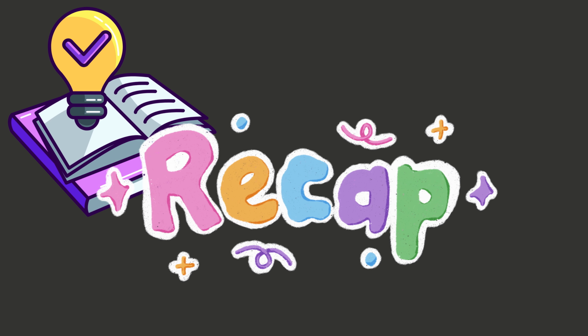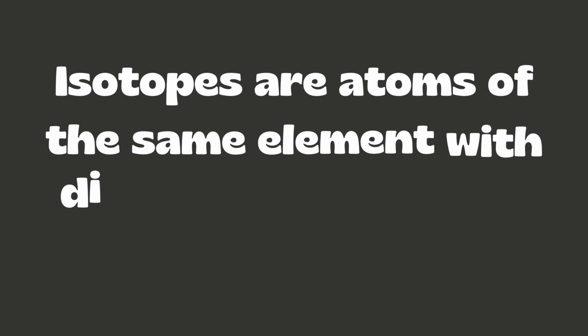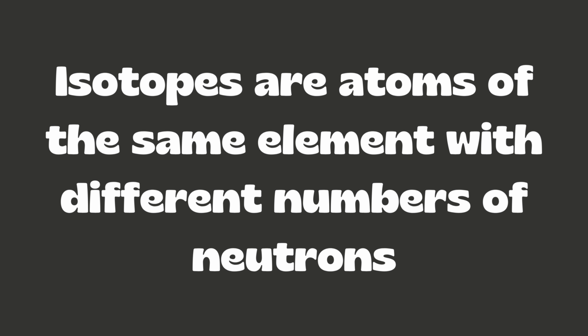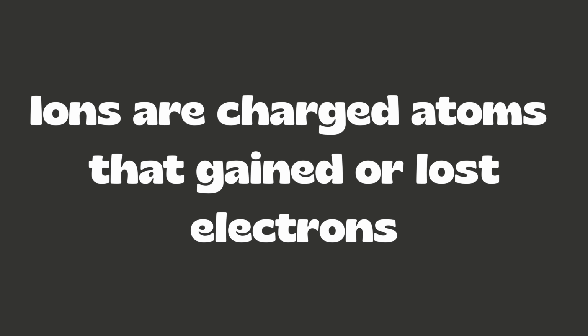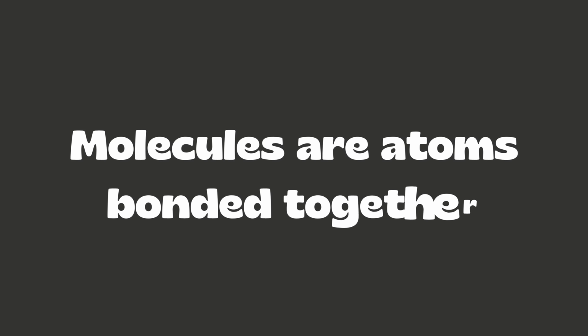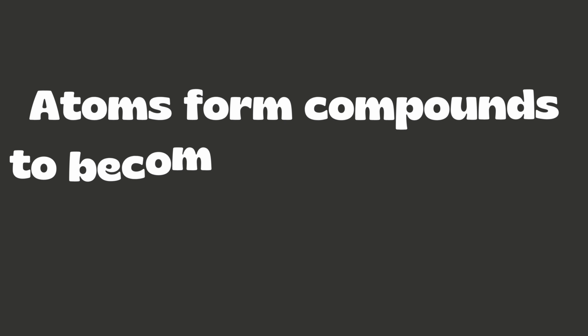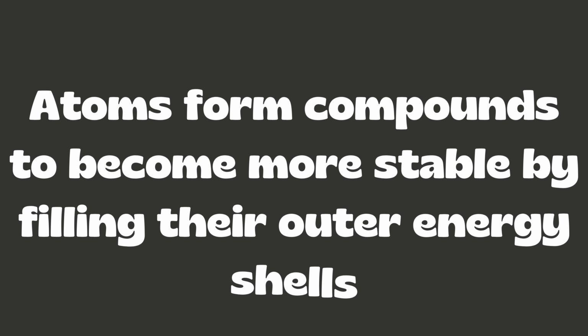Let's do a quick recap. So today we learned that isotopes are atoms of the same element with different numbers of neutrons. Ions are charged atoms that gained or lost electrons. Molecules are atoms bonded together. Compounds are molecules made of different elements. And finally, atoms form compounds to become more stable by filling their outer energy shells.